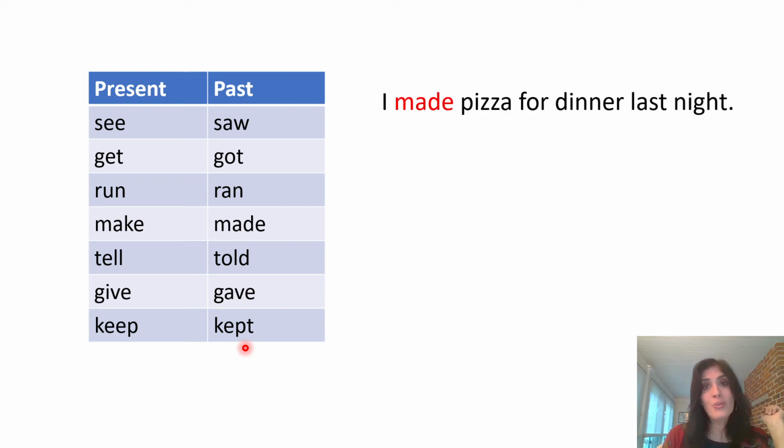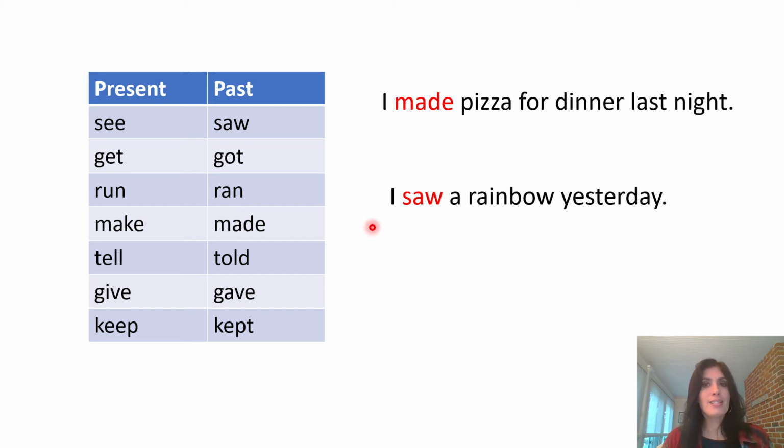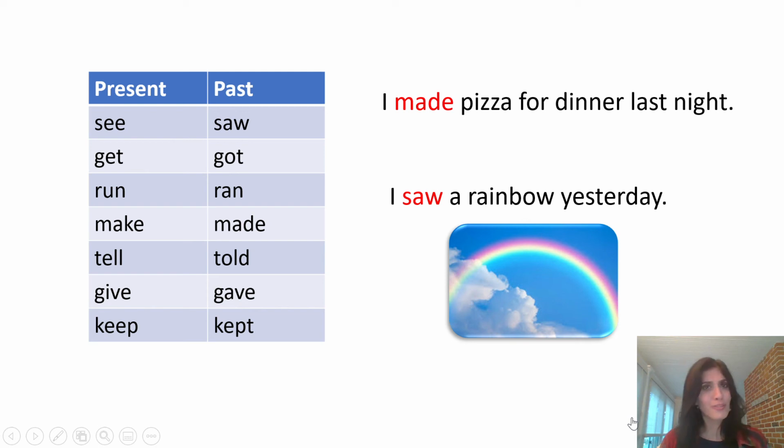Well, I chose to use the word made in a sentence, and here it is. I made pizza for dinner last night. Last night happened in the past, so I had to use the word made. I also thought of this sentence. I saw a rainbow yesterday. It happened in the past yesterday, so instead of saying see, I need to use the word saw. Rainbows are so beautiful, aren't they?